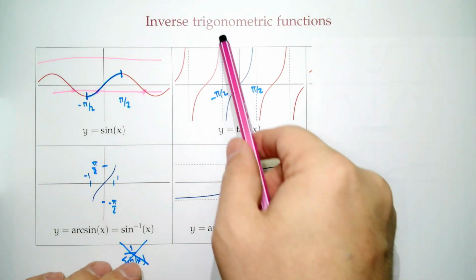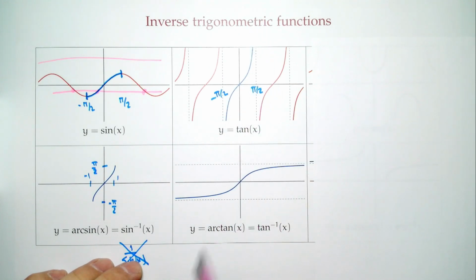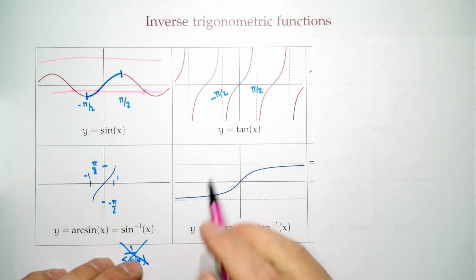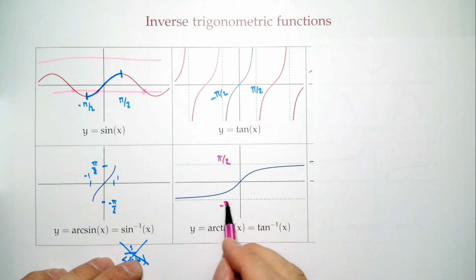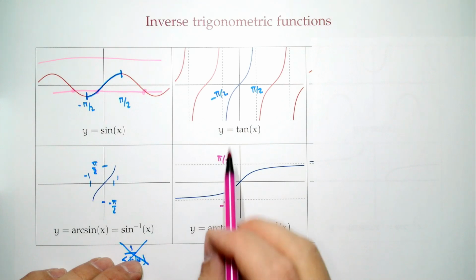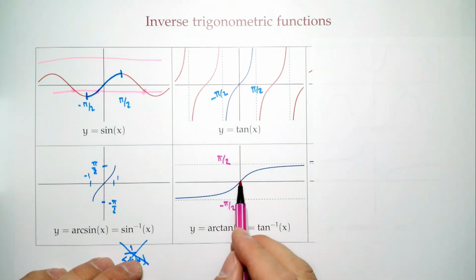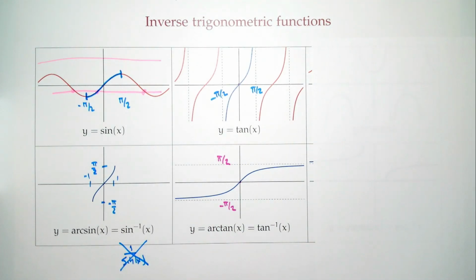So first off, notice these vertical asymptotes. What happened to them? They become horizontal asymptotes. So you get pi halves and negative pi halves. It also has some nice things. For example, it passes through 0. For which values is arctangent defined? In other words, what can you plug into arctangent? You can plug in any number you want. So arctangent is defined for all numbers.